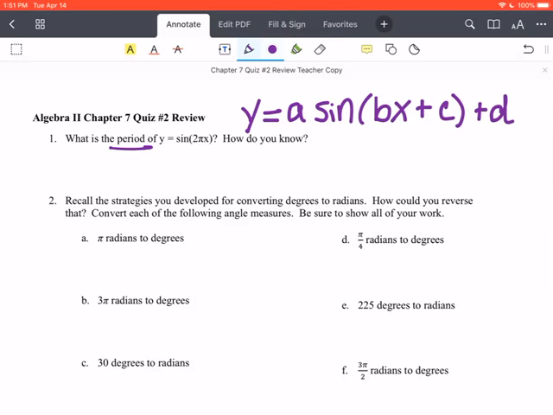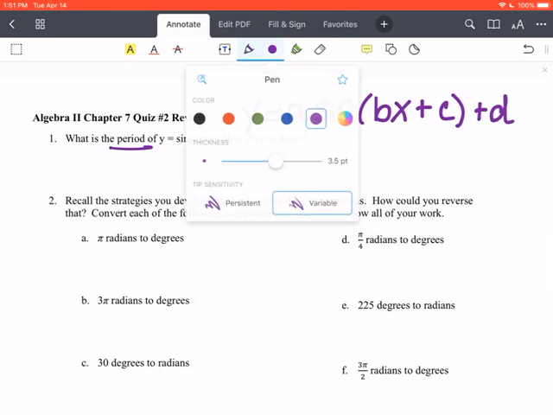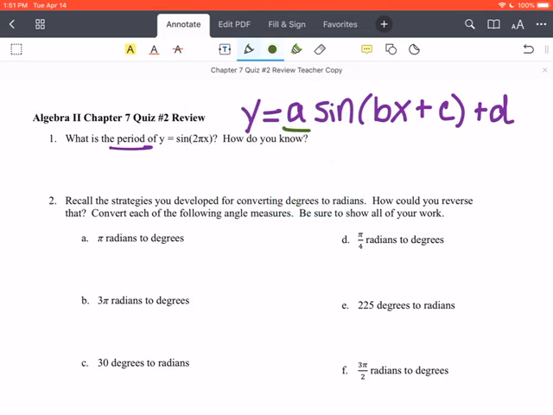Okay, now we may have used different letters for these a few lessons ago, but as a quick review, A deals with the amplitude, the height of the peaks and valleys, and the reflection over the midline. C deals with the horizontal shift. If C is positive, it's going to shift left. If C is negative, it's going to shift right. D deals with the vertical shift. If it's positive, it's going to go up. If it's negative, it's going to go down.